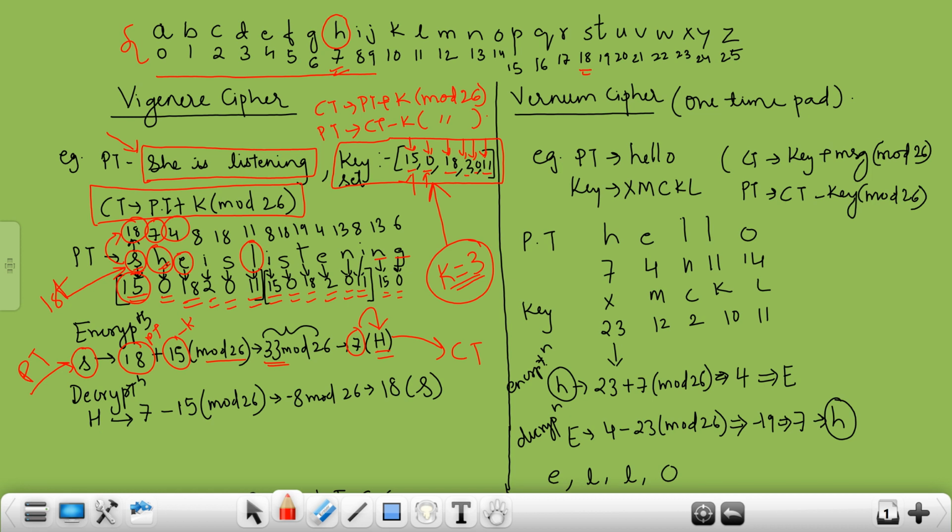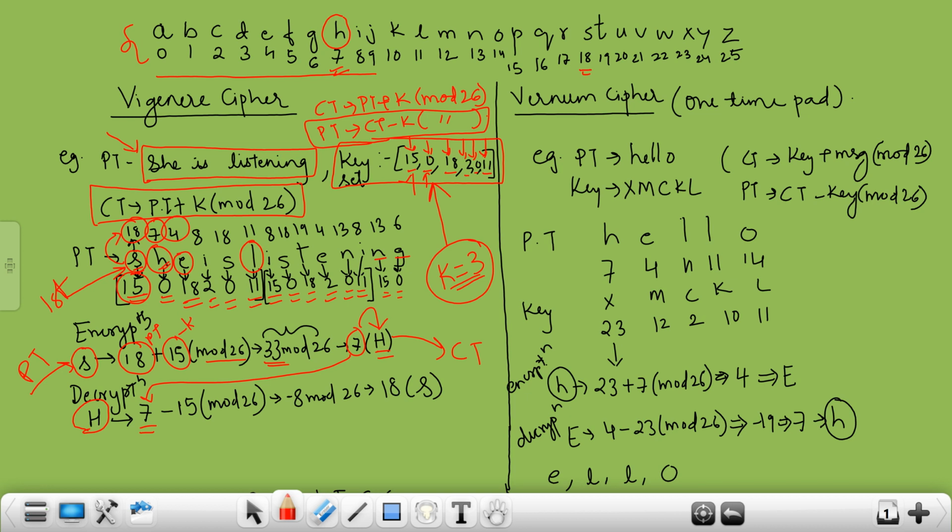Okay. Now, decryption, what will be the formula for decryption as I have written over here? It is cipher text minus key mod 26. Okay. So let us check now whether for this H I am getting back my plain text or not. So now I need to find out what is your plain text. This is nothing but your cipher text, that is value 7 that I have taken from here, minus the key.